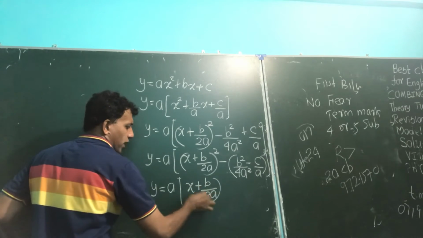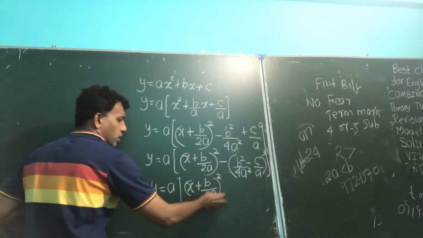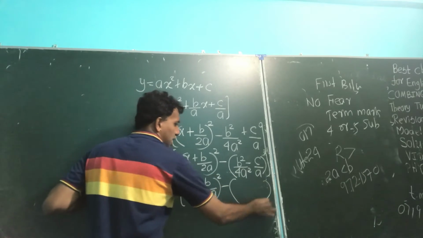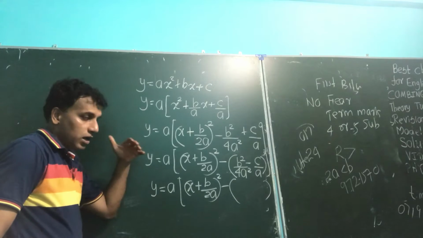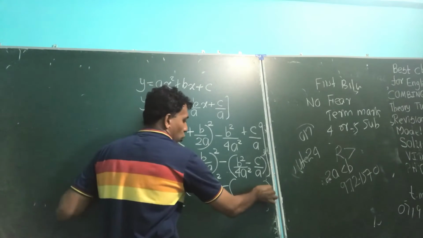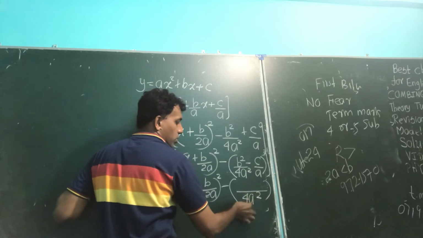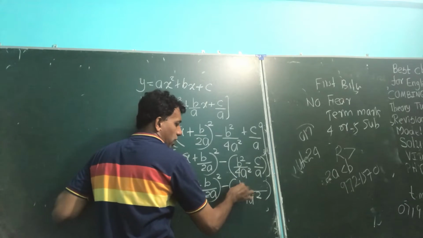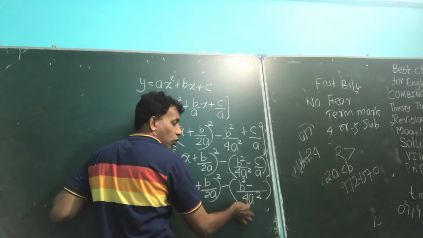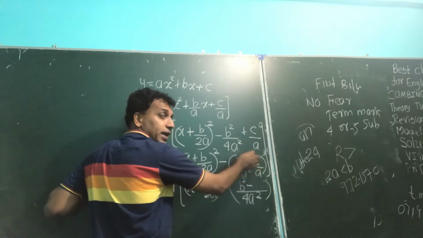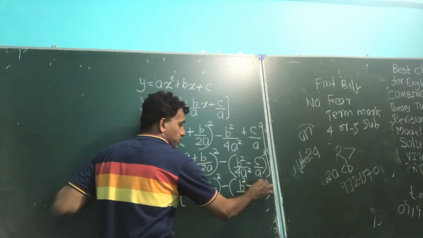b over 2a, all things square. What is inside? Use some algebraic fractions idea. Using LCM, which is 4a square. 4a square is the LCM. So here b square. Here what? 4a square should multiply a, no, multiply a, right? 4ac.